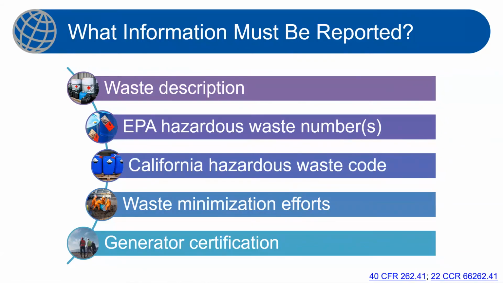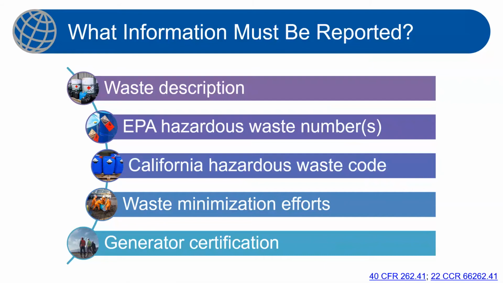We also have to identify the EPA hazardous waste number, or numbers, that have been assigned to that waste. Those EPA hazardous waste numbers will all be preceded by a letter. If that waste exhibits a characteristic, the waste code will be preceded by a D. If that waste appears on a list, based on which list that waste appears on, it will be preceded by an F, a K, a P, or a U. So we have to provide any and all of the EPA hazardous waste numbers that are assigned to that specific waste stream. We also have to identify the California Hazardous Waste Code.